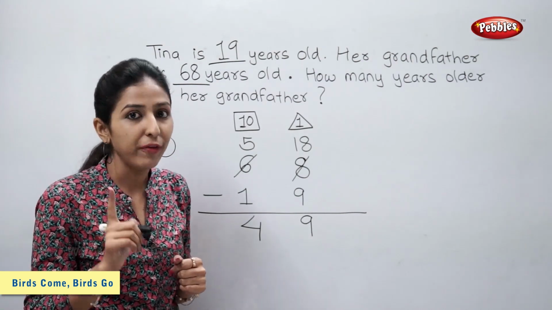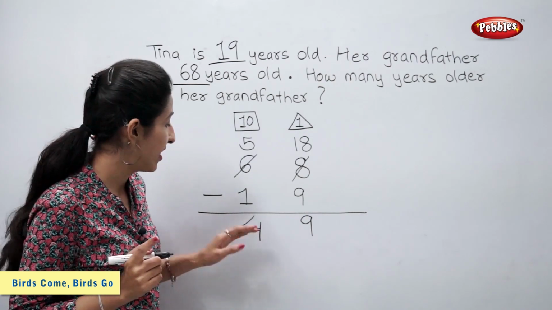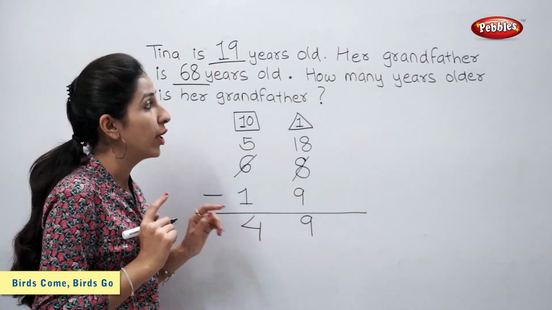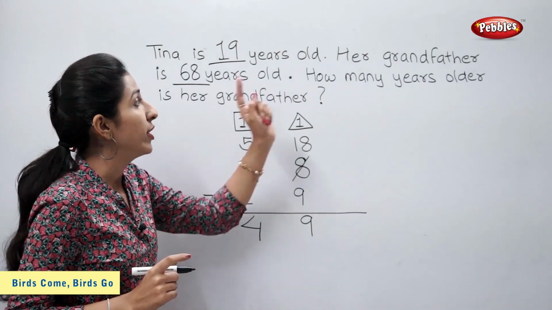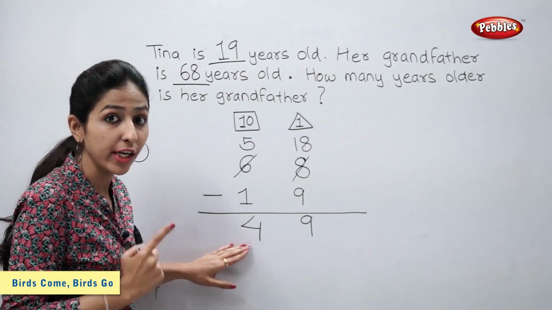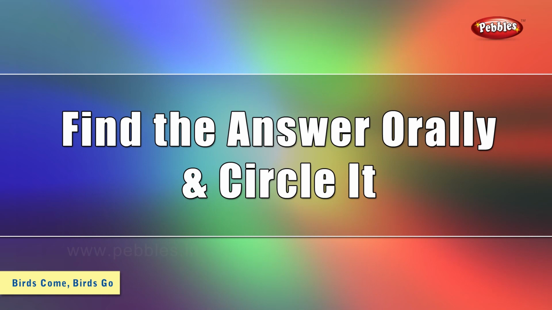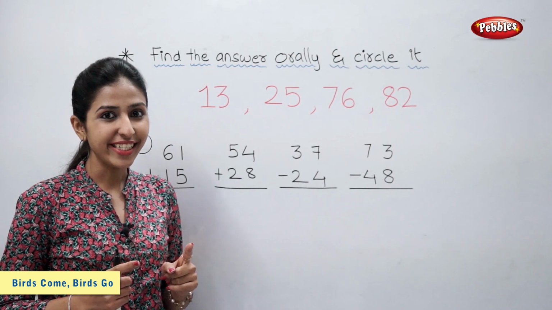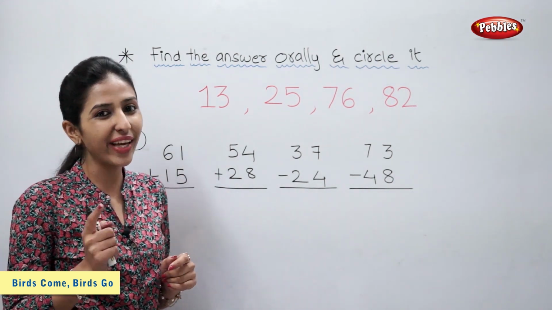So the difference between ages of Tina and her grandfather is 49. Students, we can also say it in this manner. So, Tina's grandfather is 49 years older than Tina. Find the answer orally and circle it. Students, now let us solve these examples orally and quickly.